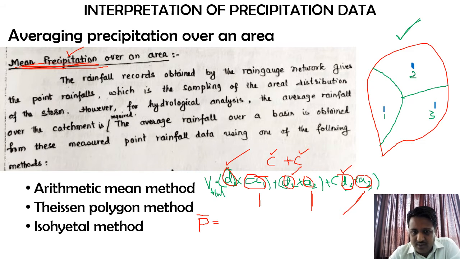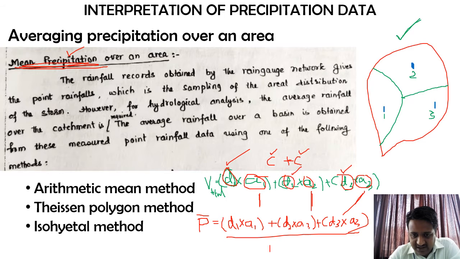Here, using the same nomenclature, it will be D1 into A1. So whatever the above formula we have, the same thing will be there: D2 into A2, plus D3 into A3, divided by the whole area. Here I can write it as A1 plus A2 plus A3. So basically this will give you the mean precipitation over this entire area.